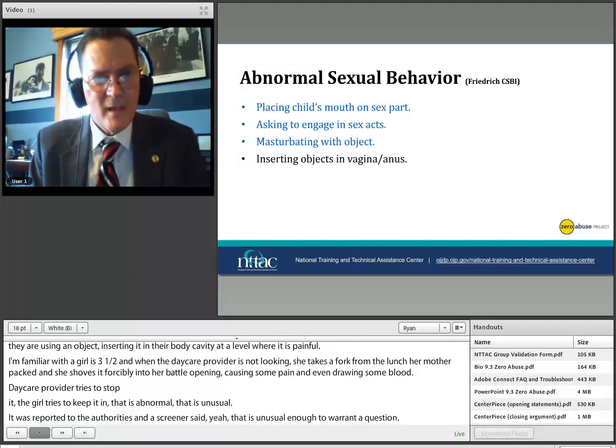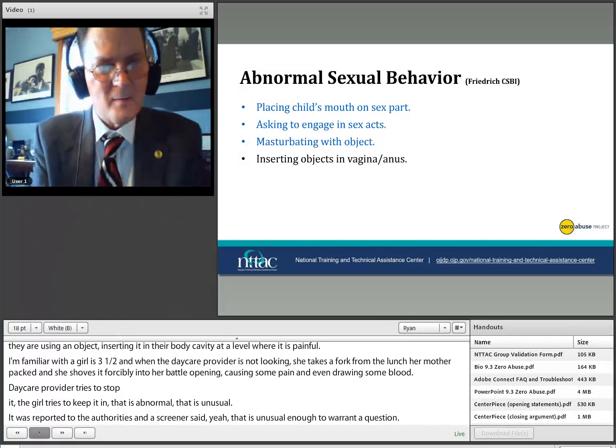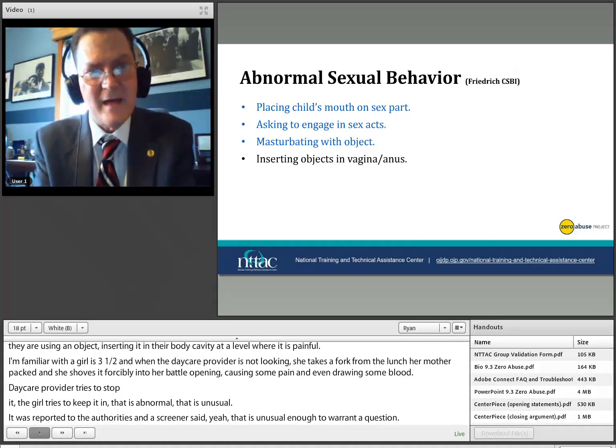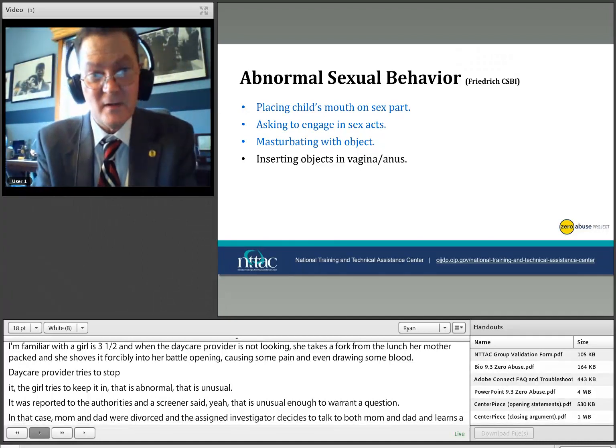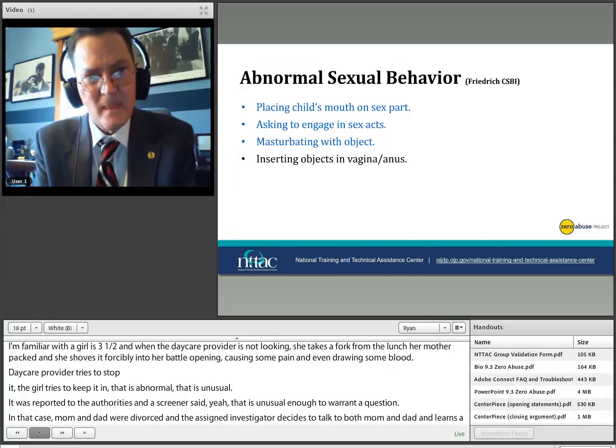Well, a daycare provider tries to stop it. The girl tries to keep it in. That's abnormal. That's unusual. It was reported to the authorities. And a trauma-informed screener said, yeah, that is unusual enough to warrant a question or two. In that case, mom and dad were divorced, and the assigned investigator decides to talk to both mom and dad and learns a few things.